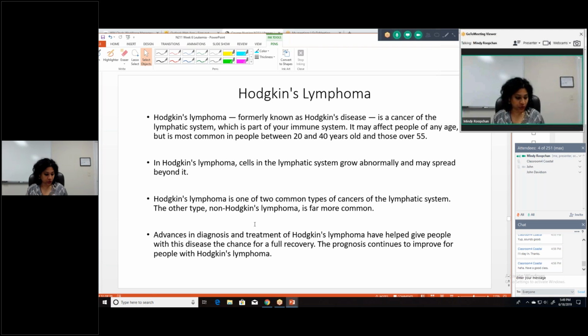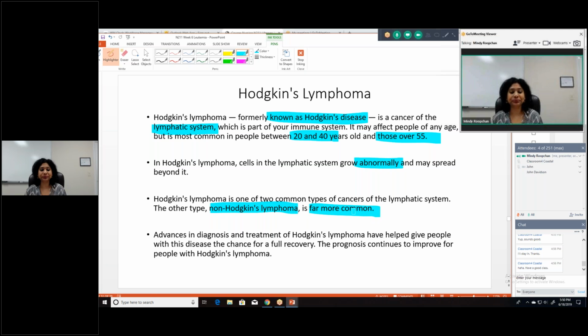Hodgkin's lymphoma. So Hodgkin's lymphoma, like I said, formerly known as Hodgkin's disease, is a cancer of the lymphatic system, which we know is your immune system. It affects people between the ages of 20 and 40 and those over 55. So for Hodgkin's, the cells in the lymphatic system are abnormal and they spread beyond. Hodgkin's lymphoma is one of two types of cancers of the lymphatic system. We have non-Hodgkin's as well, which is far more common.